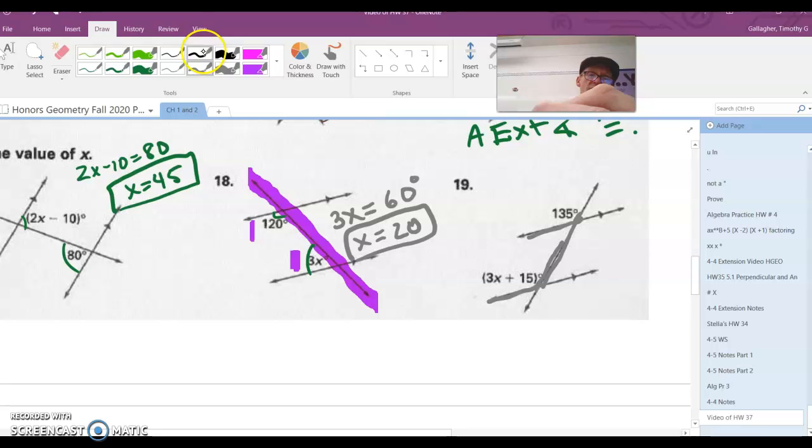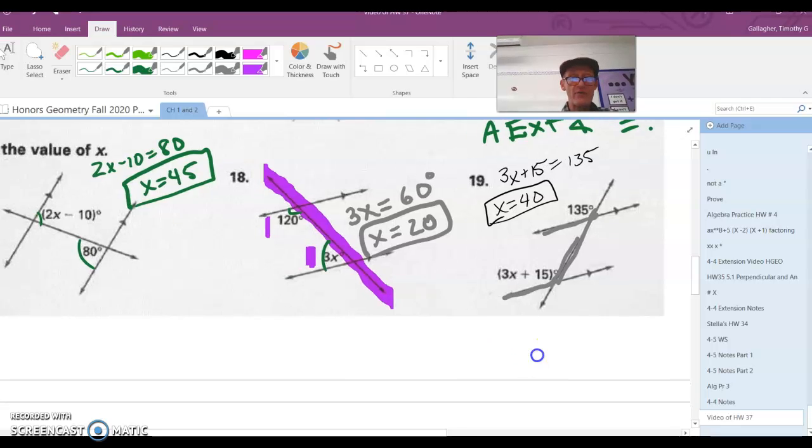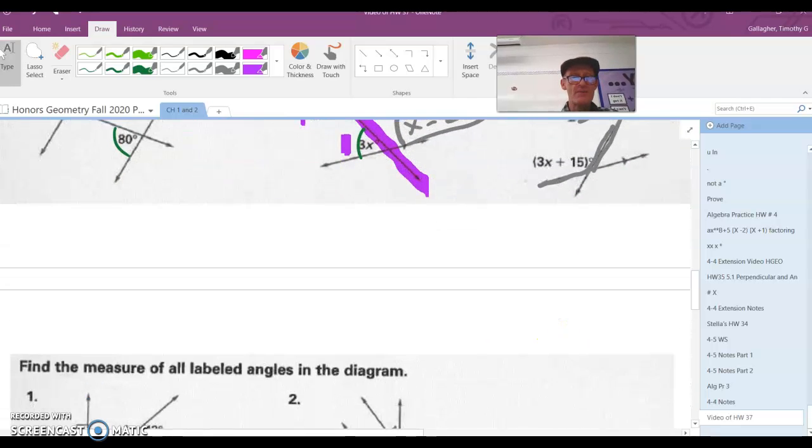Corresponding. So the algebra is 3x plus 15 equals 135. So it looks like x is 40 in this problem because you get 120. I hope. Okay, so we're doing good. We're halfway through this sheet here.